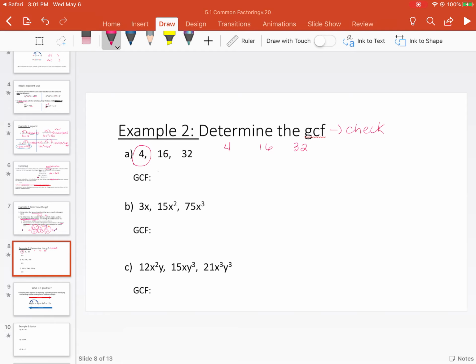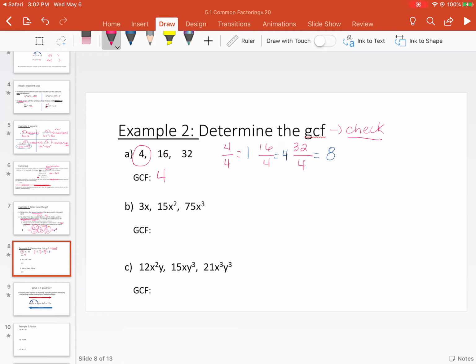So what you can think in your head again, so we're going to take each of them. And if I want to choose my greatest common factor as 4, then I'm going to check. So divide by 4, divide by 4, divide by 4. 4 divided by 4 is 1. 16 divided by 4 is 4. And 32 divided by 4 is 8.